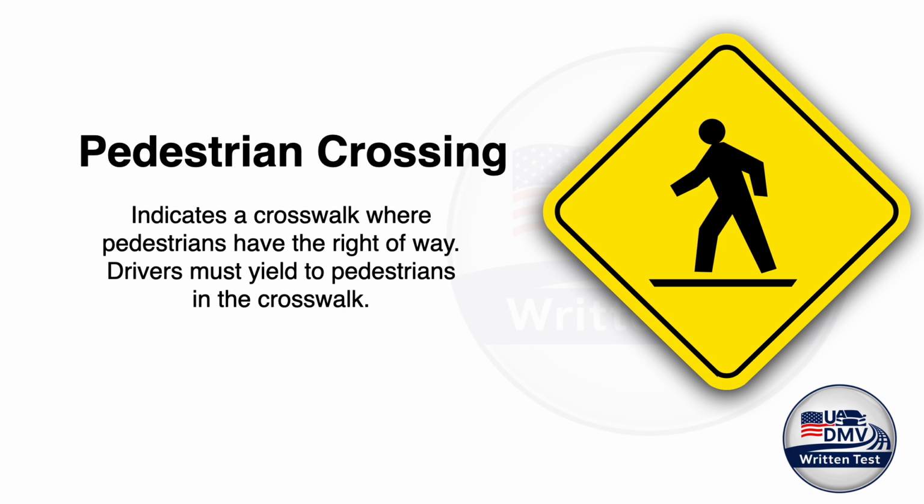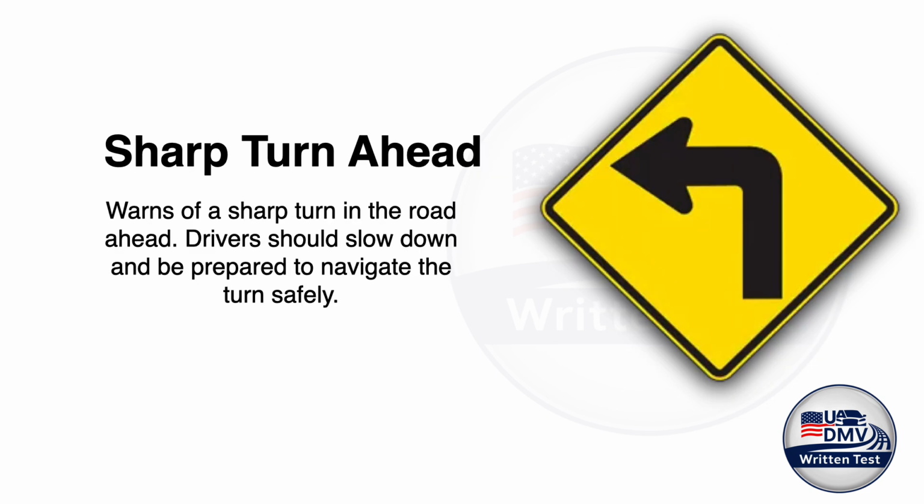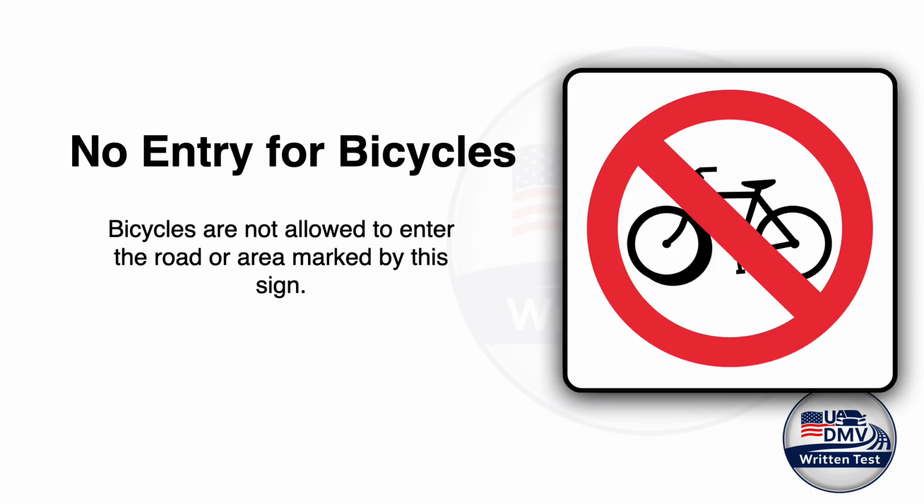Pedestrian crossing indicates a crosswalk where pedestrians have the right of way. Drivers must yield to pedestrians in the crosswalk. Sharp turn ahead warns of a sharp turn in the road ahead. Drivers should slow down and be prepared to navigate the turn safely. No entry for bicycles. Bicycles are not allowed to enter the road or area marked by this sign.